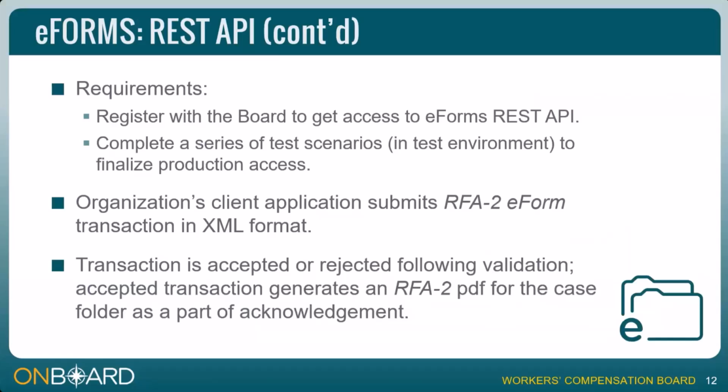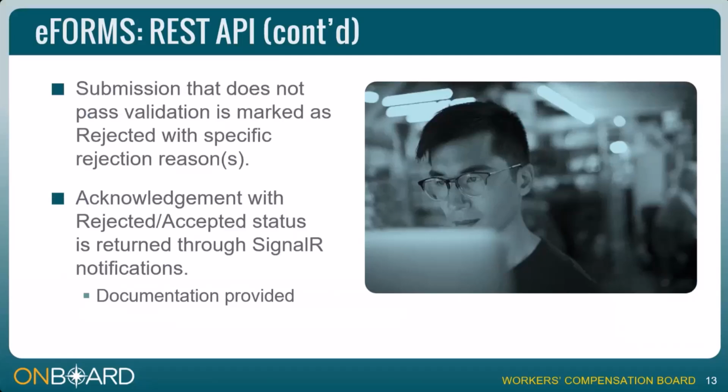In case of accepted transactions, the API will generate an RFA-2 PDF document for the case folder as part of acknowledgement. Submissions that do not pass validations will be marked as rejected with a specific rejection reason. An acknowledgement record with rejected or accepted status will be communicated to the client application through signal notifications. The board will provide all the relevant documentation, including signal client configurations.